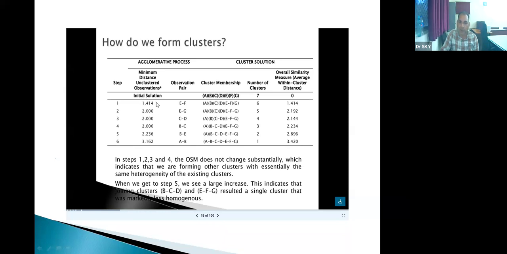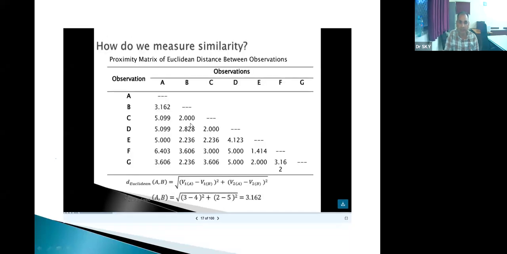Now we try to add similar objects having similar or lesser distance. Here we can see that in steps 1, 2, 3, and 4, the OSM does not change. OSM means the overall similarity measure. So first E and F are added in step 1. Why? Because they have the least distance, that is 1.4. You can see from this step that this one is the least distance, and it is between E and F. So at the first step, we will add E to F.